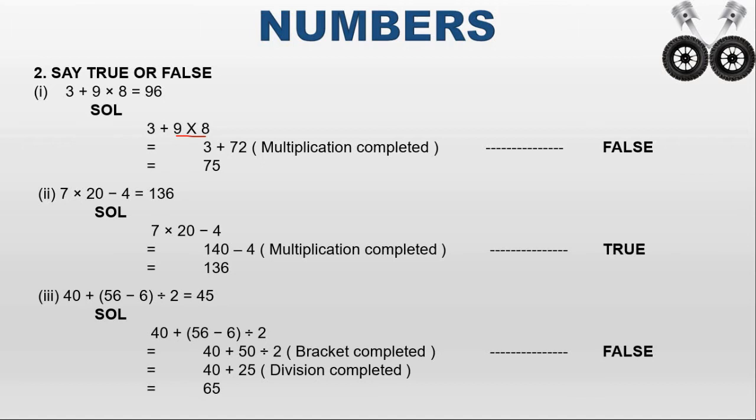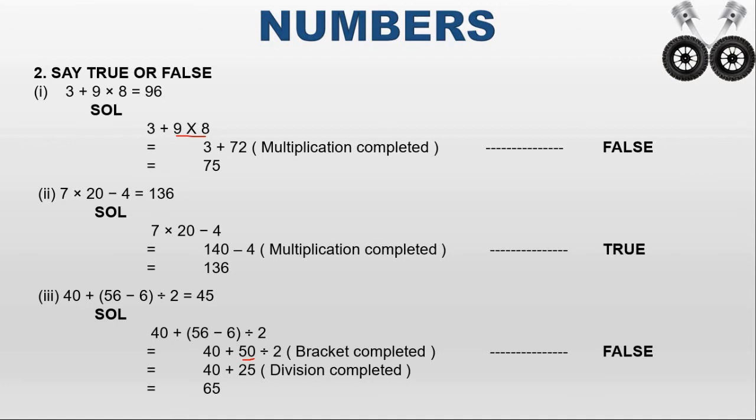Inside the bracket, what is the operator we are having here? We are having a subtraction. So we have to subtract 56 minus 6. So the answer is 50. So you have to write the remaining factor, 40 plus 50 divided by 2. According to the rules of operator, plus or division, which should be executed first? Division should be executed first. So 50 divided by 2, the answer is 25.